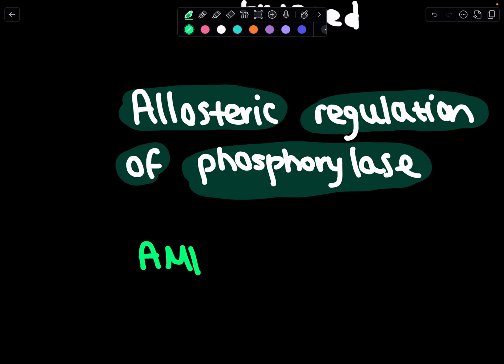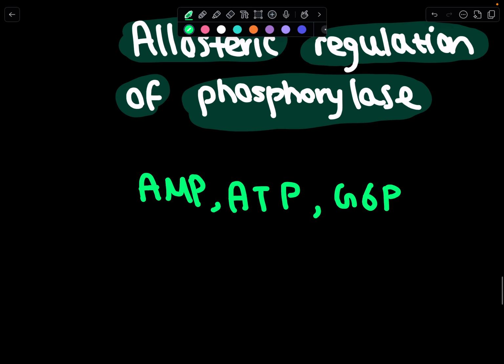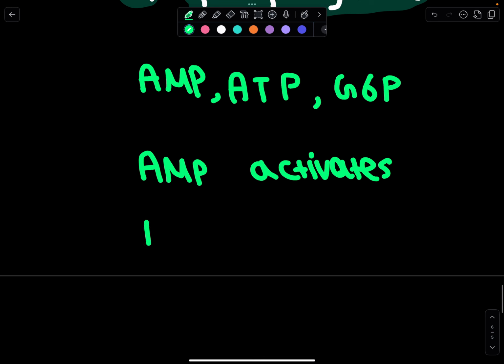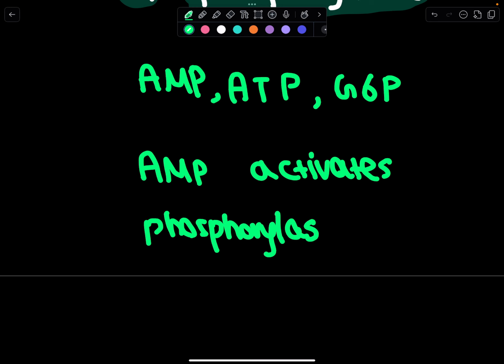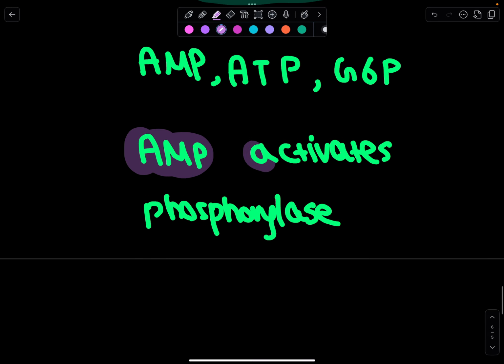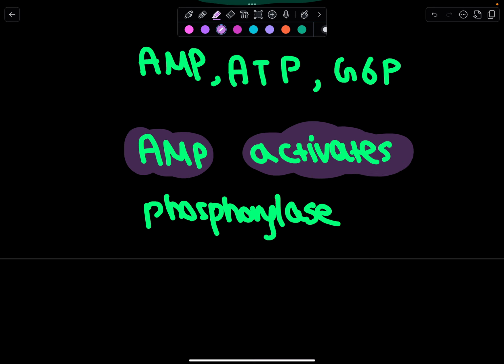AMP, adenosine monophosphate, is a low-energy molecule related to ATP, adenosine triphosphate, formed when ATP loses two phosphate groups, signaling low cellular energy. In muscles, AMP binds to an allosteric site on glycogen phosphorylase, changing its shape to boost its activity, speeding up glycogenolysis to release glucose 1-phosphate for ATP production during exercise. ATP and glucose 6-phosphate, G6P, when abundant, bind to different allosteric sites, inhibiting phosphorylase to slow glycogen breakdown when energy is high. And what in the structure of AMP makes it ideal for this job?